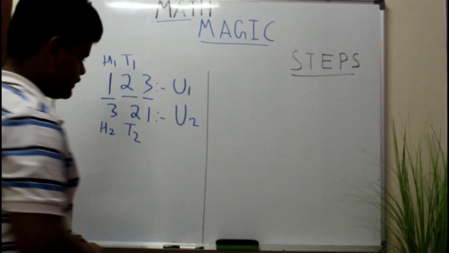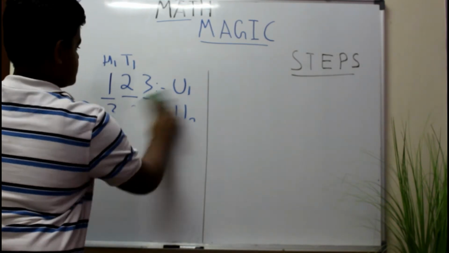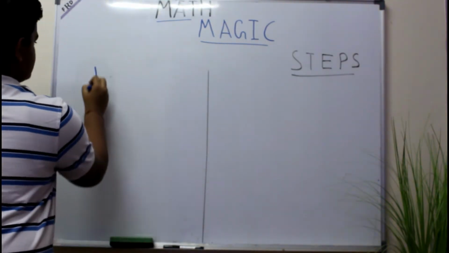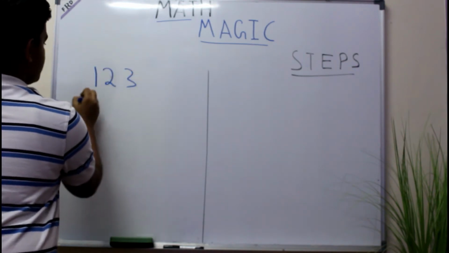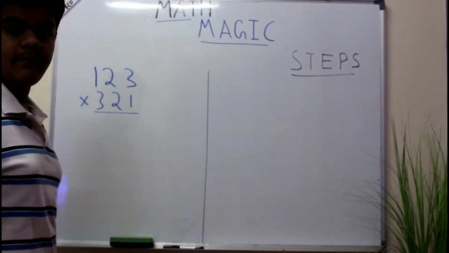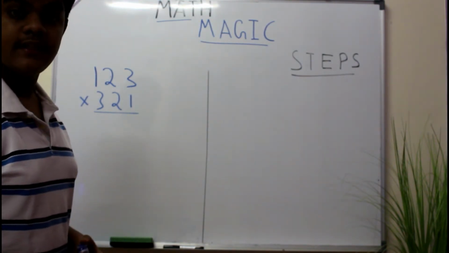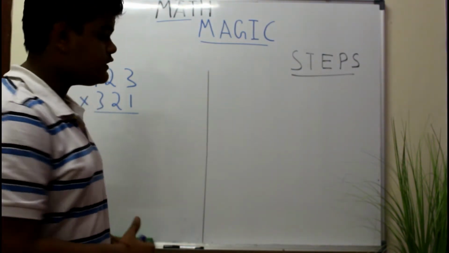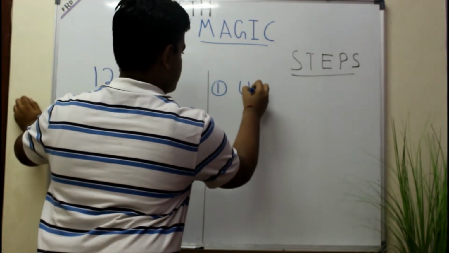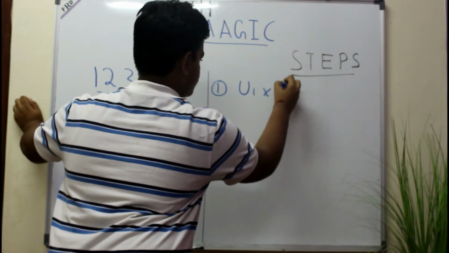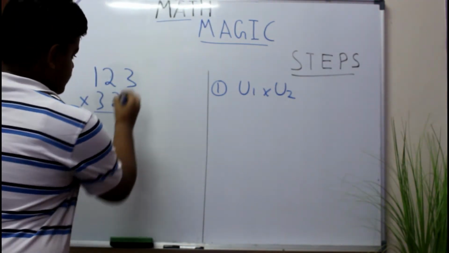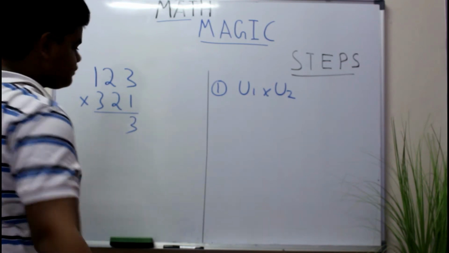So let us start with a question. Let us take the question as 123 multiplied by 321. It is the same numbers. So in this, the first step is to multiply U1 and U2. So U1 into U2, that is 3 into 1 equal to 3.